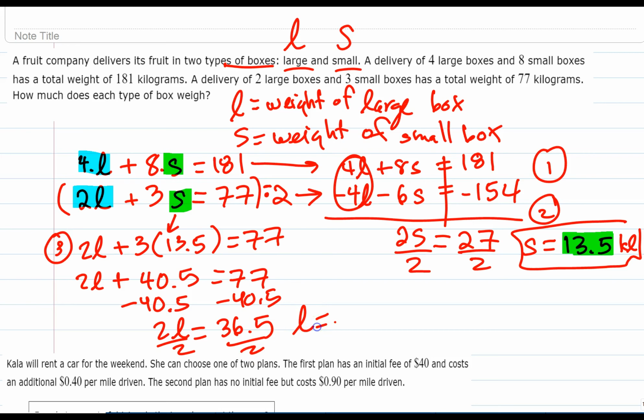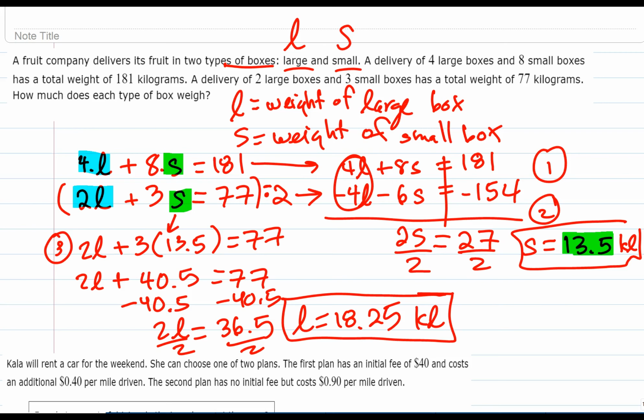So that L is equal to 18 point 25 kilograms. I don't know where I put KL. KG, I guess, would have been right. Sorry about that. Is it right?